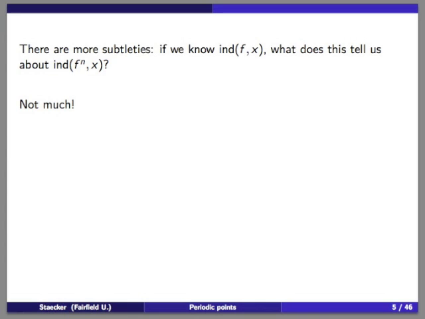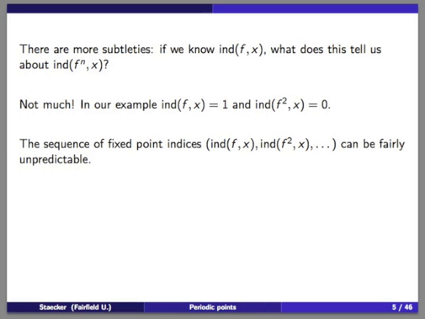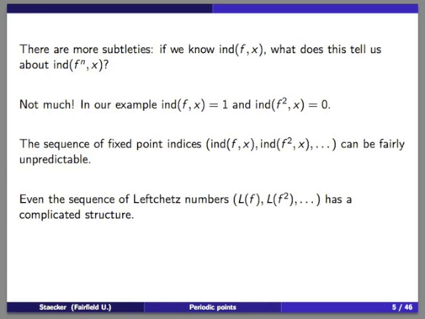What does this tell us? Not much. If you know one of the indices, you don't have information about the other ones. In our example, the index was 1 on the original map because the Nielsen number was not 0, but the index was 0 for the second iteration because the Nielsen number was 0. So it can be 1 and then 0. It can be 0 and then 1. The index has a very complicated relationship. So the sequence of the fixed point indices can be fairly unpredictable.